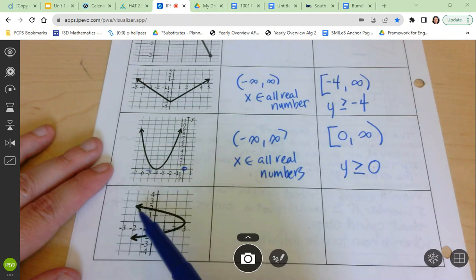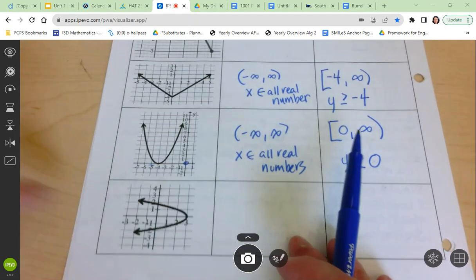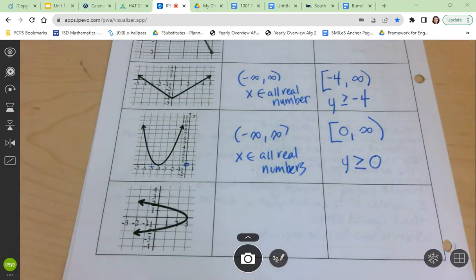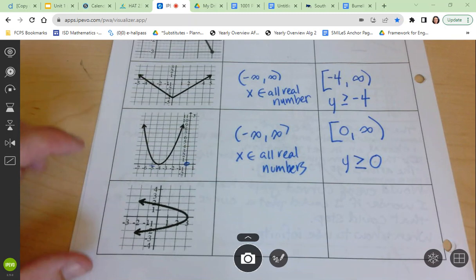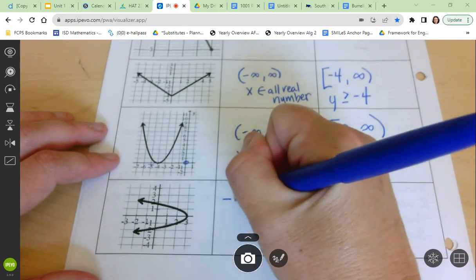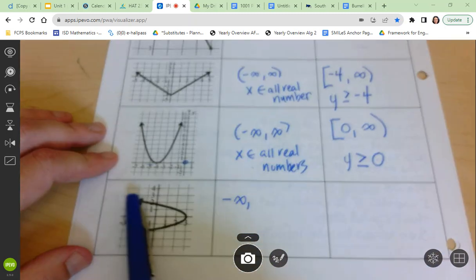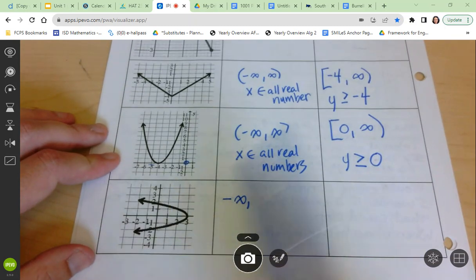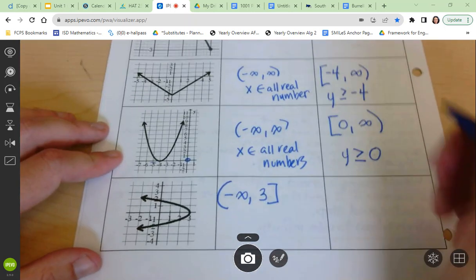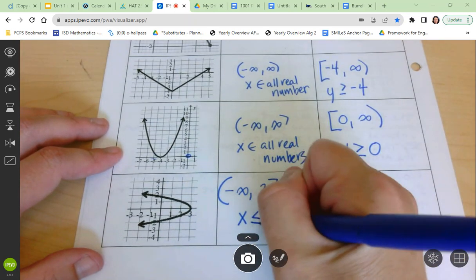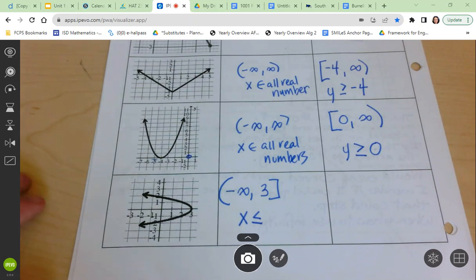Okay, so this one has arrows on the left side. So we would be starting all the way on the left side. What number is all the way on the left? Negative 3, and then negative 4, and then negative 5, and negative what? Infinity, right. So negative infinity, and it keeps going to the right until we hit what number? 3 again. So x is less than or equal to what number? 3.